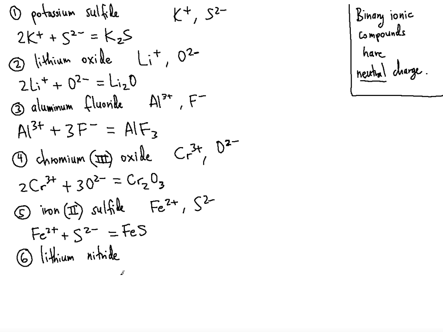Okay, now the lithium nitride. The lithium nitride, again, the lithium is 1 plus, positive charge of 1. And then nitrogen we know is 3 minus, the negative charge of 3. So we need 3 lithium ions for every nitrogen ion. So 3 Li plus, N 3 minus. So that gives us Li subscript 3 and N. So that's your final answer, and this is the lithium nitride.